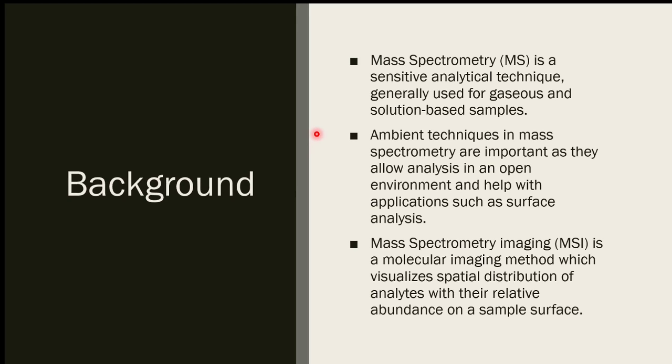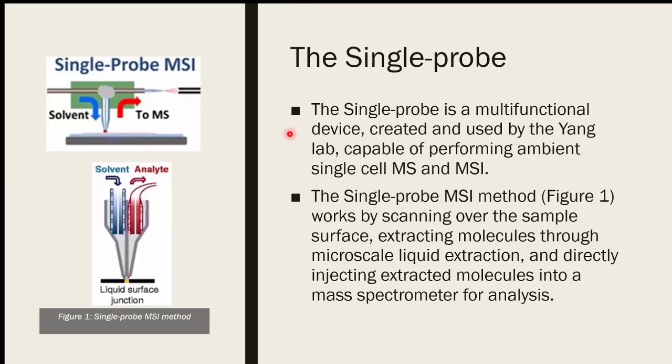Now, mass spectrometry imaging is a subfield of mass spectrometry and is a molecular imaging method which is used to visualize the spatial distribution and relative abundance of analytes, a variety of analytes actually, over a sample surface. Now, a single probe is a multifunctional device created and used by the Yang Lab and is capable of performing ambient single cell mass spectrometry and mass spectrometry imaging. The single probe MSI method, as visualized in the figure to the left, works through scanning over the sample surface and extracting molecules through microscale liquid extractions, then directly injecting these molecules into a mass spectrometer for analysis.